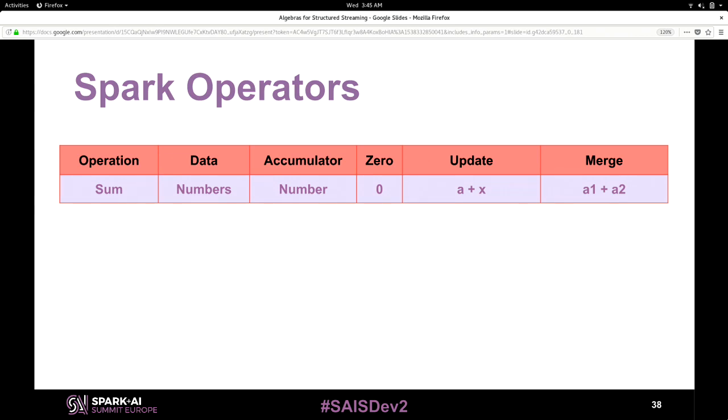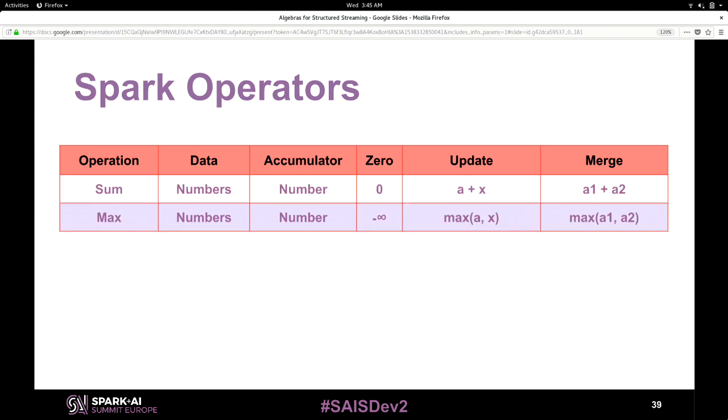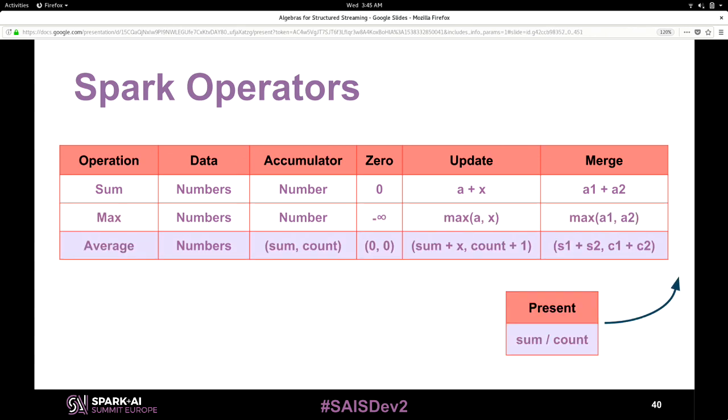So, of course, Spark comes prepackaged with a whole zoo of operators that behave like this. We just saw how sum works. It works on numeric data and has a numeric accumulator. Maximum also works on numeric data, and its accumulator is also just a single number. Its 0 is a little funny. It's actually minus infinity. And then update is just taking maximums with your accumulator, and merging is also maximum.